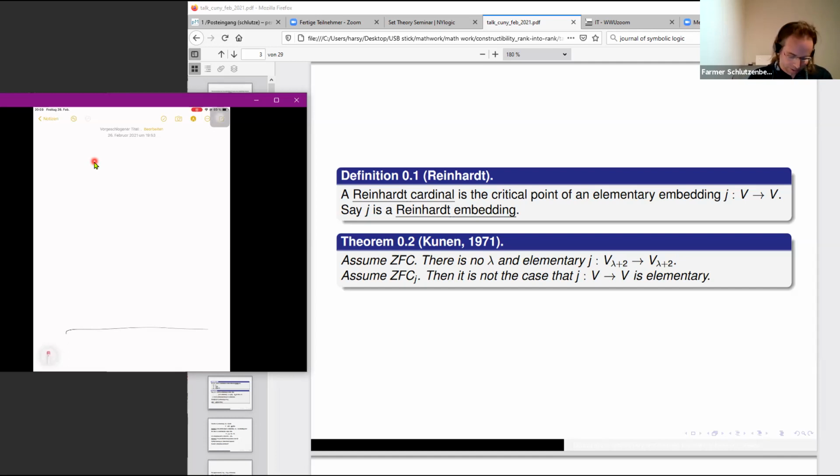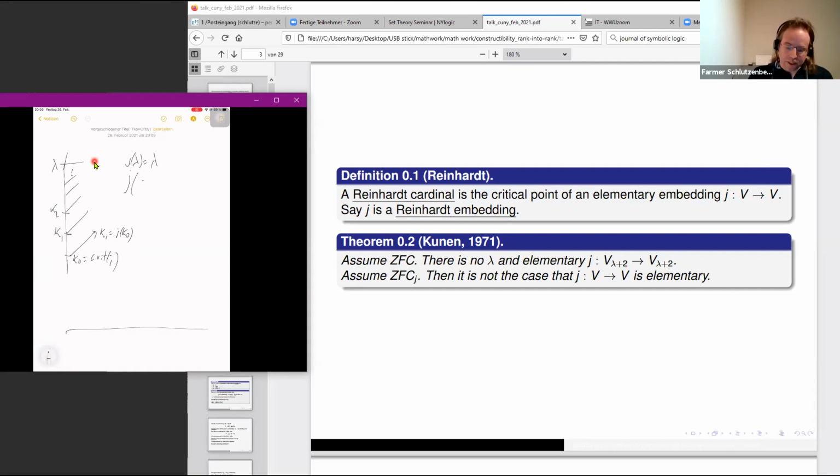Like this, J from V into V, and so if we take kappa 0 as the critical point of this J, J moves its critical point up to kappa 1, so kappa 1 is J of kappa 0, and so on. So kappa 2 is J of kappa 1, and we keep repeating that process, and then take lambda to be the sup. So then we get J of lambda equals lambda.